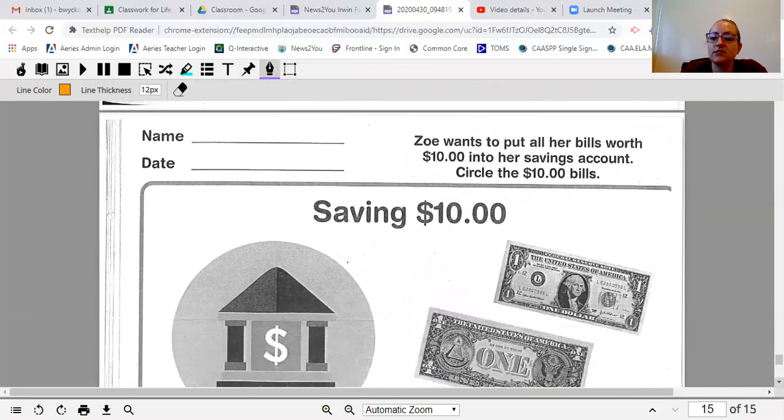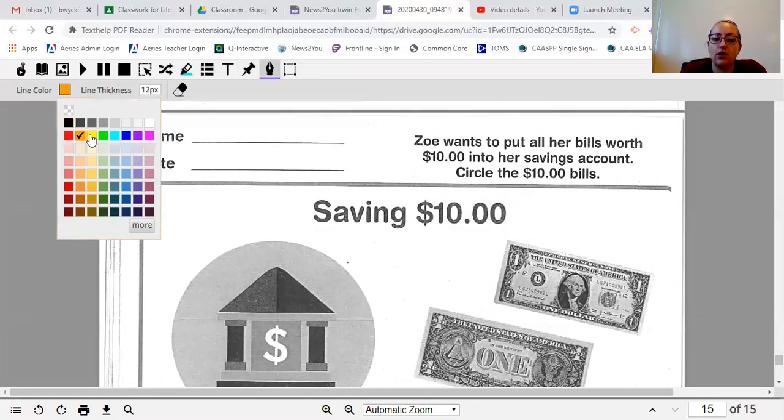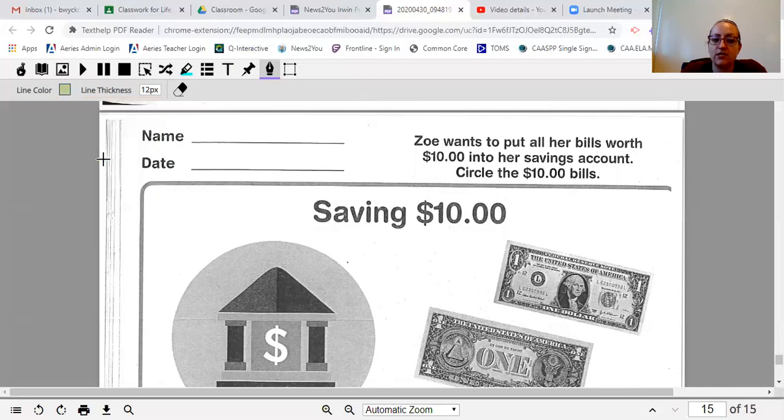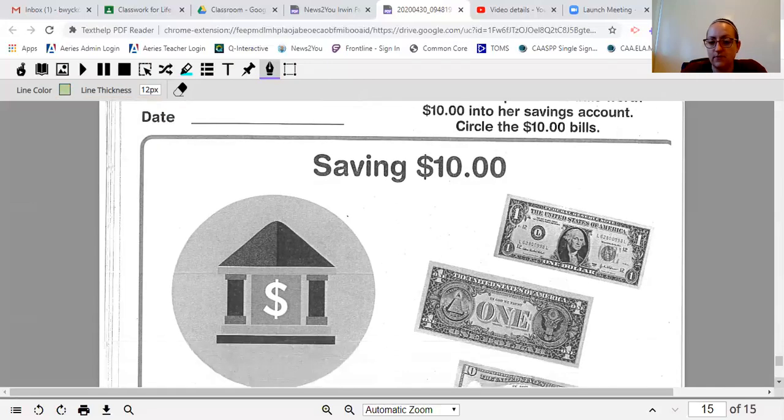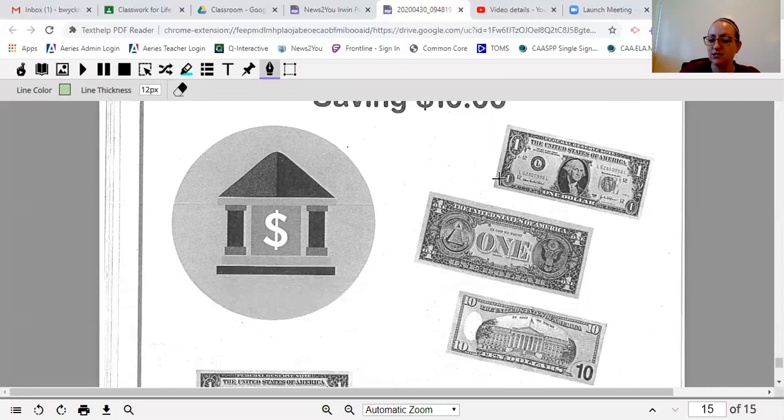So for our last one, we see that Zoe wants to put all of her bills worth $10 into her savings account. So we need to circle all of the bills that are worth $10. So right now I see a 1 and a 1, that's not 10. But this one says 10, so I can circle that.